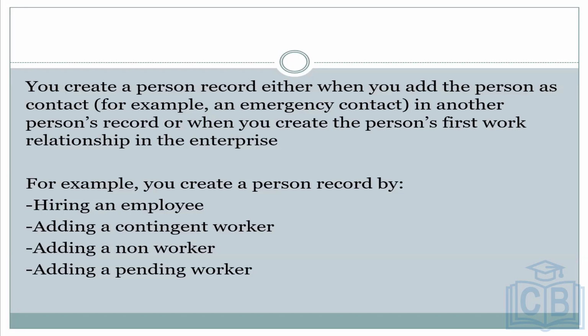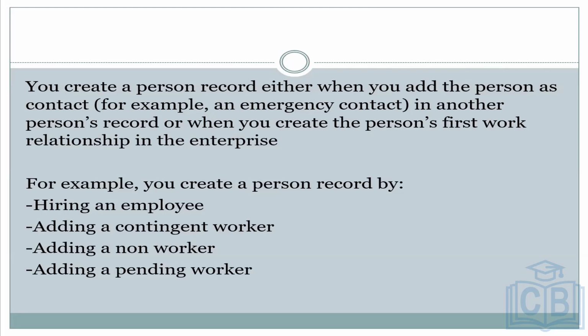So you add the person as a contact in another person's record, or you create the person's first work relationship in the enterprise. When you create a person's record, the work relationship is created. That means the work relationship is what? Creating a relationship between the employee and the employer.